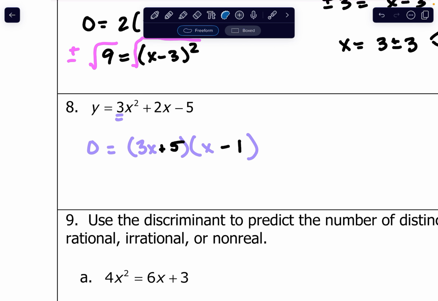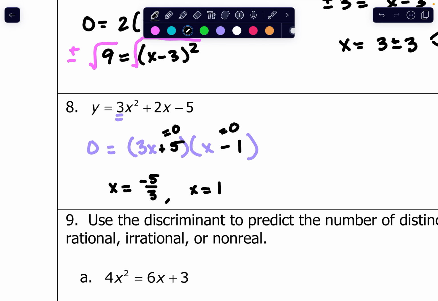I kind of talked through that pretty thoroughly, but again, the benefit of factoring is that it's really fast. Normally this would take me about 15-ish seconds. That's the fluency that you're aiming for here. Once we have found our two factors that work, I'm going to set them both individually equal to 0, and I get my two solutions of negative 5/3 and positive 1.